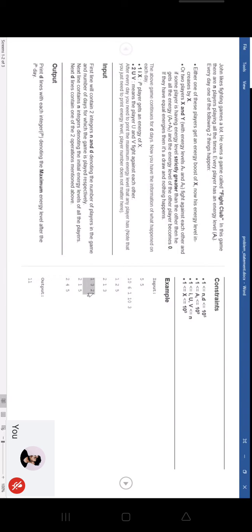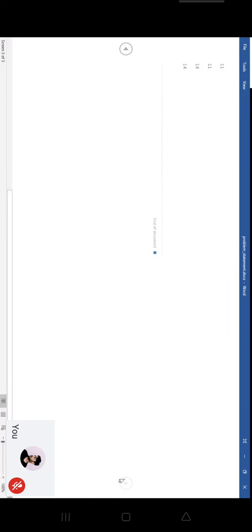Why? Because in the output it is mentioned: print d lines, each integer ith denoting the maximum energy level after the ith day. That means you are on the third day, dealing with the third day operation. But in the first day and second day, the maximum energy was 11. For the third day, it is 2. But as 11 is greater than 2, you need to print 11. So that's why here it is 11. Clear? I think I have cleared the doubt.